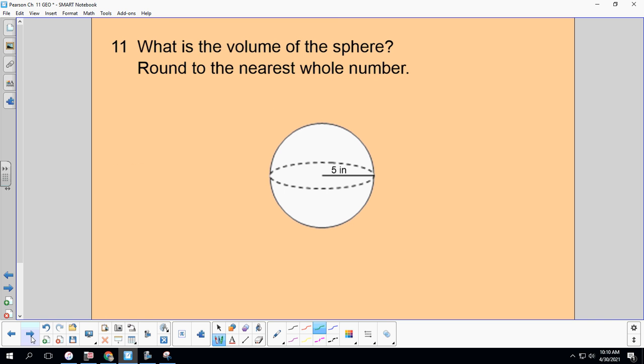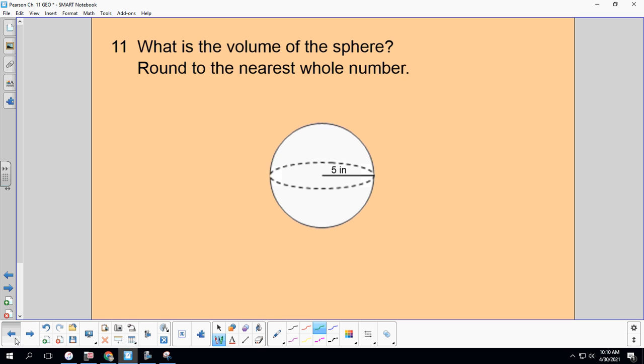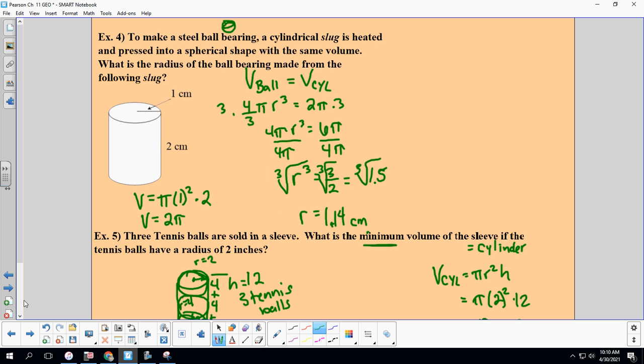All right, example 5. Okay, you guys, take a moment, go finish your homework assignment. When you're finished, come back here and check your answers.